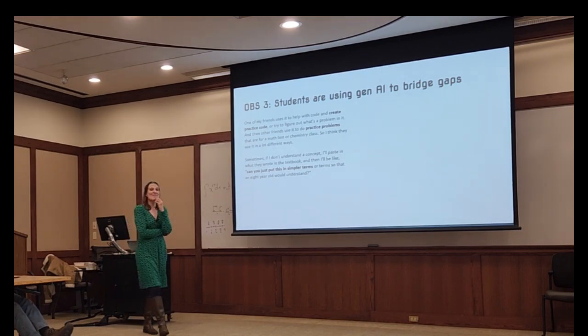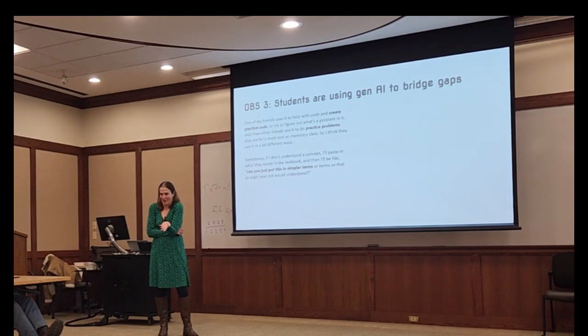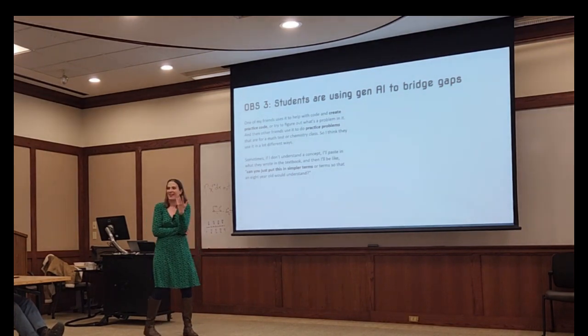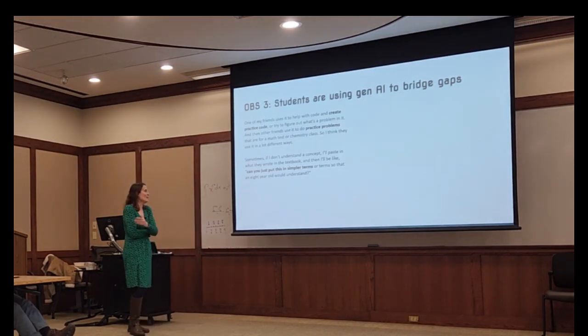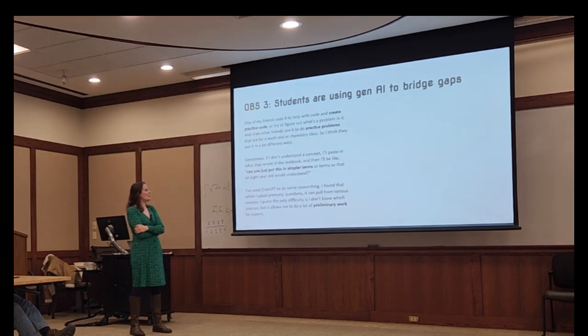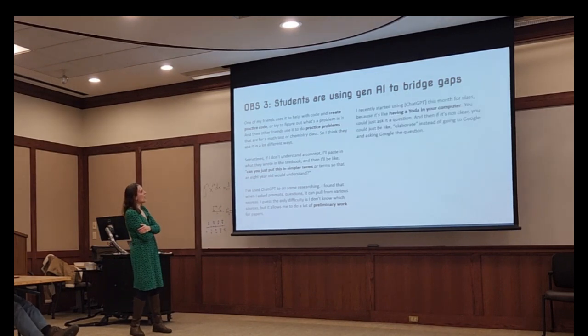And the first part of the prompting was, could you explain what Gaussian software is to a 5th grader? Because I did not understand, right? And that's where it's so much better than Google. I've used ChatGPT to do some researching. I found that when I ask prompts questions, it can pull from various sources. I guess the only difficulty is I don't know which sources, but it allows me to do a lot of preliminary work for papers. This goes to that bridging gap piece.